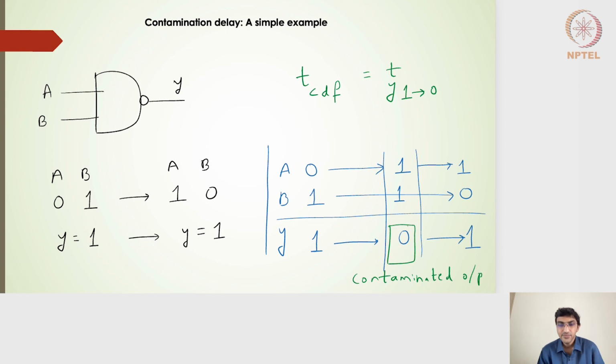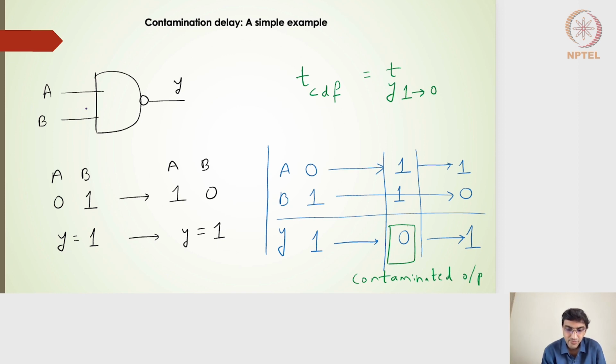Let's proceed further and see the contamination delay example. It is very similar to what we had done for the propagation delay falling and rising. It is again nothing but that 50% of the input and 50% of the output, and the duration of that will give me the contamination delay. But the scenario is slightly different here.